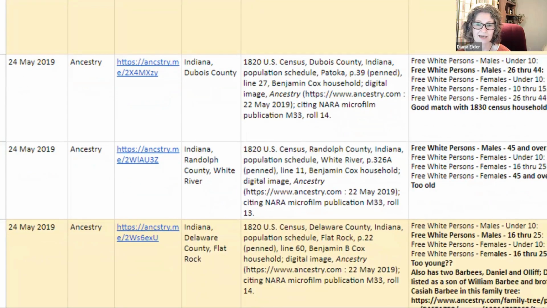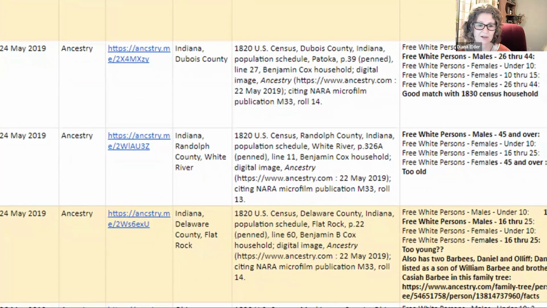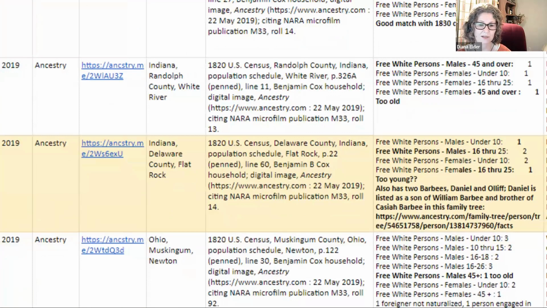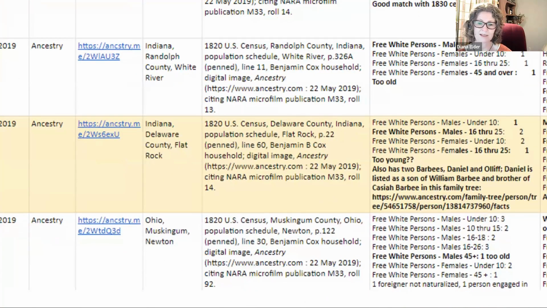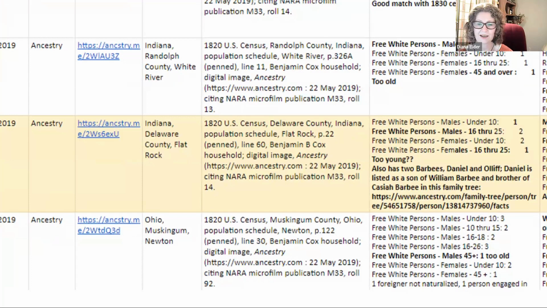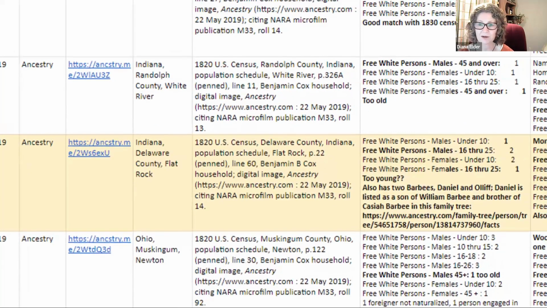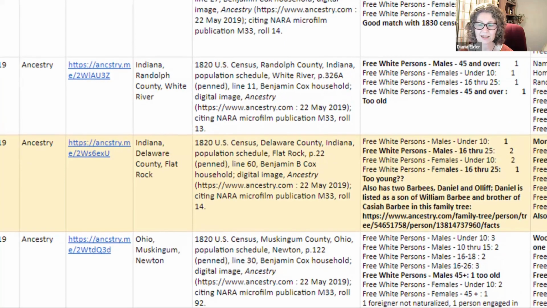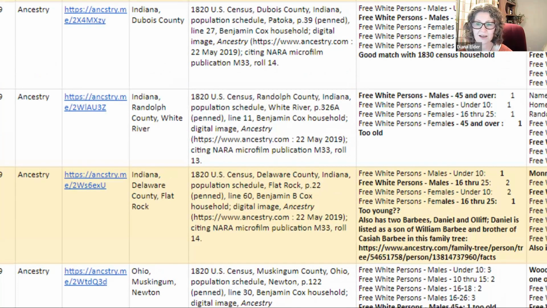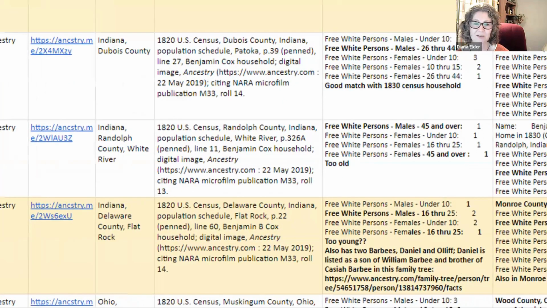And I put in the citation. I just copied and pasted this from the Ancestry account. And then I also put in some Ohio ones as well because he'd been in Ohio previously. And then I knew basically when he was born, about 1791. So I would highlight things. For instance, right here, he was 45 and over in 1820. He was too old. So I made a note of that. Or if there was a good match, you know, I would note that. So I just started getting some notes in.